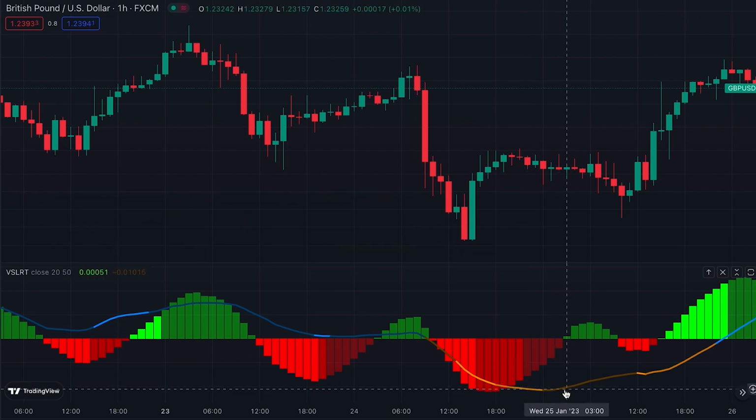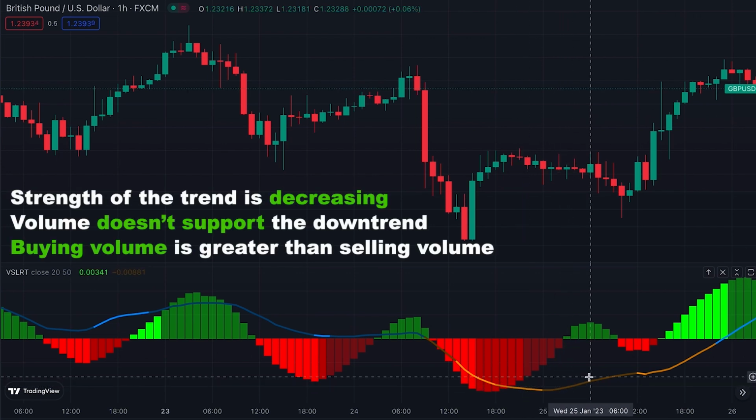And when the color becomes brown, it shows weakness in the downtrend. Volume does not support the trend and buying volume is greater than selling volume.